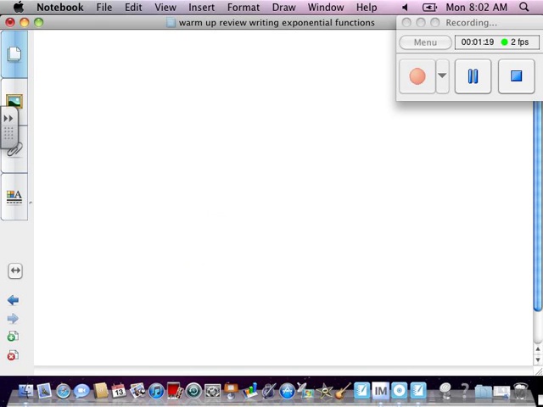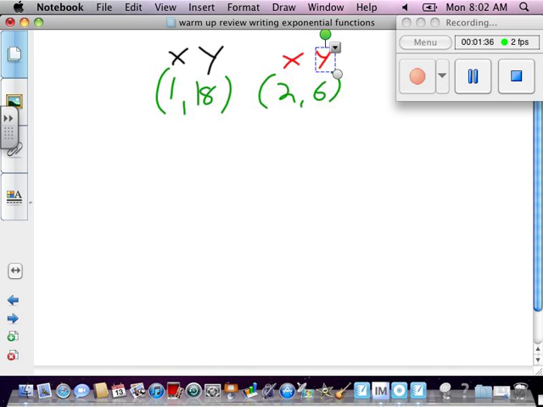All right. So we've got (1, 18) and (2, 6). The first thing I'm going to do is label it: x and y, x and y. My second step is I'm going to make two equations. So I'm going to plug it into y equals a b to the x. 18 equals a b to the first, and then 6 equals a b squared.